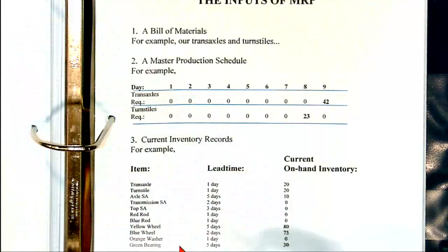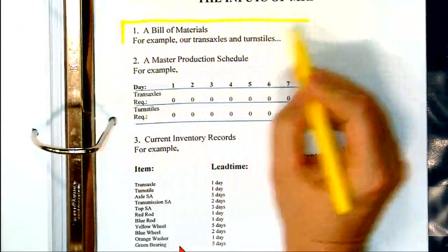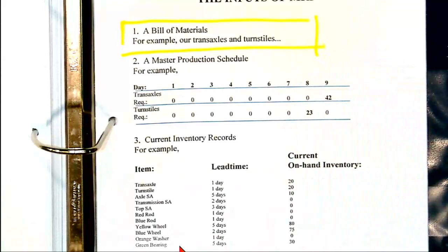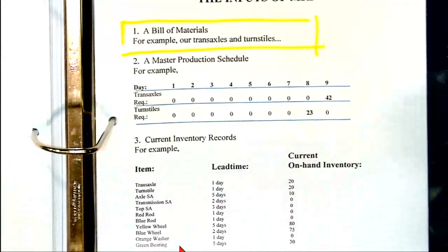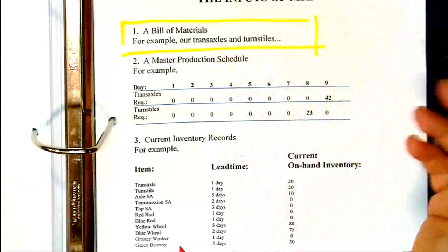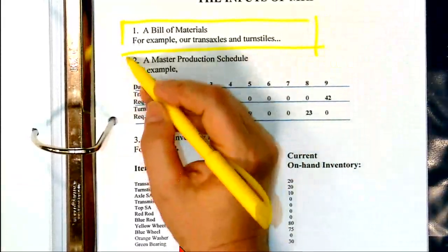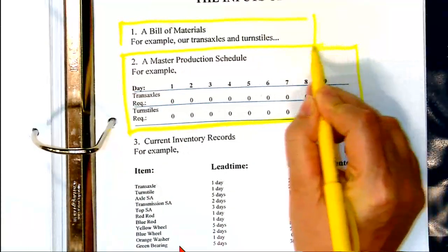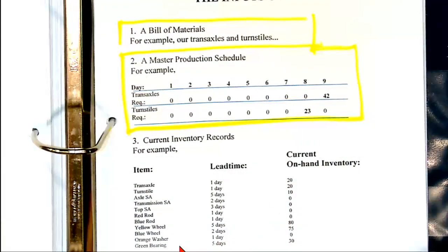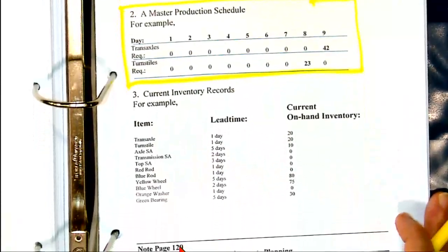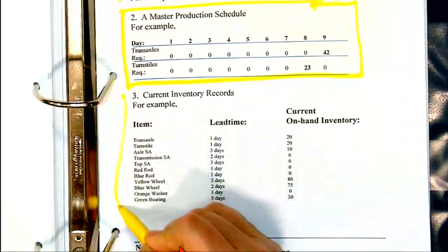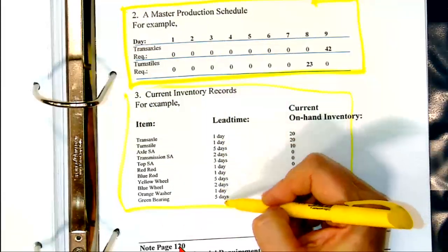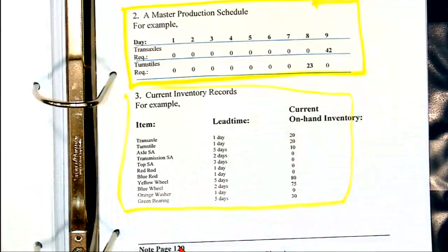So this is note page 120. You need the 3 inputs if you're actually going to create a material requirements plan. So you need the bill of materials. Let's just use the ones that we've been developing. You need a master production schedule, which is being provided on note page 120 to round this out. You need current inventory records. So they're here. This is the same copy-paste. These are the same lead times that we were working with.